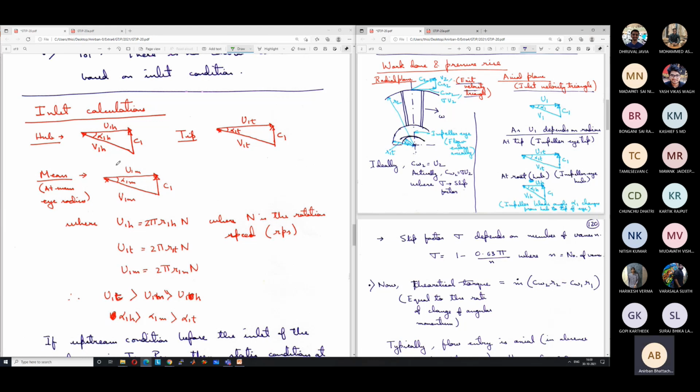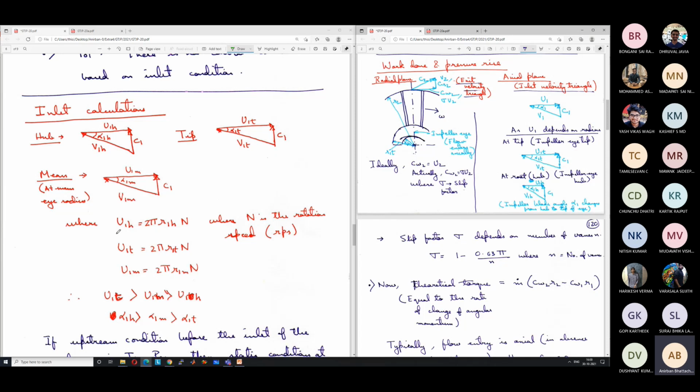As a result, we can see that the relative velocity at the hub is lowest, at the tip is highest, and at the mean position it is intermediate. And the angle will be highest at the hub. So alpha 1H is highest, and it will be lowest at the tip, and at the mean radius it will be in between.